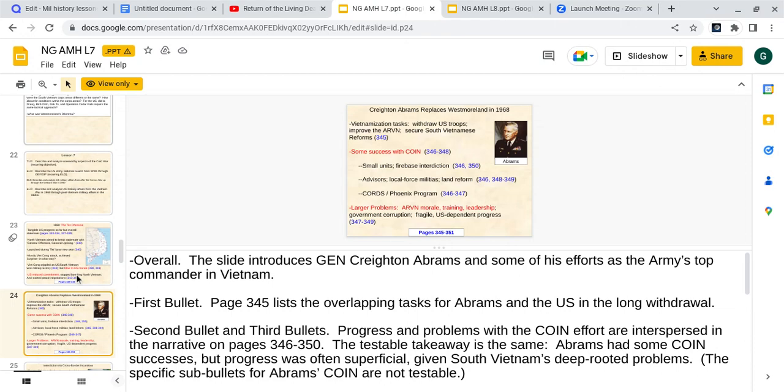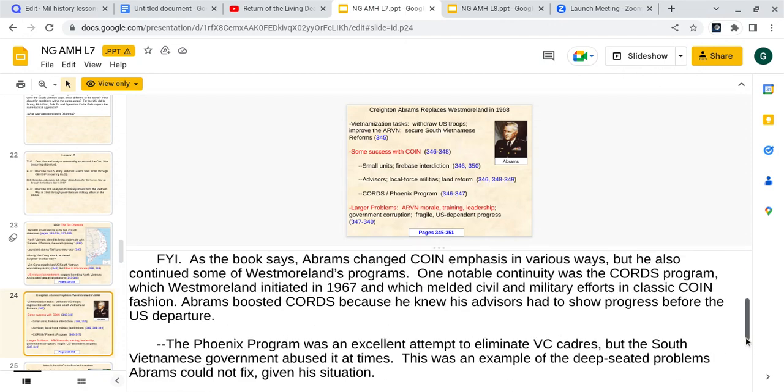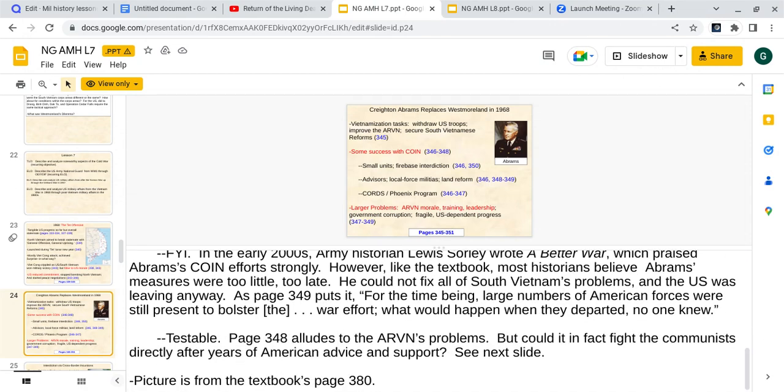As for Creighton Abrams, he comes in. He had some good success with using counterinsurgency and fighting against the Viet Cong. However, there were a lot bigger problems, right? We can come down here and see exactly what they want you to know. The South Vietnamese army's problems: their morale was low. They had poor training and poor leadership. The government was corrupt, fragile, and they were completely dependent on the United States. That's the big problem here.